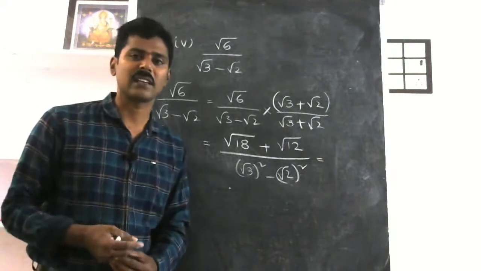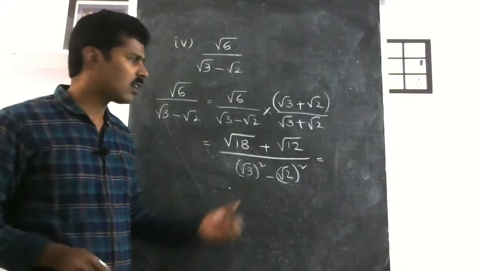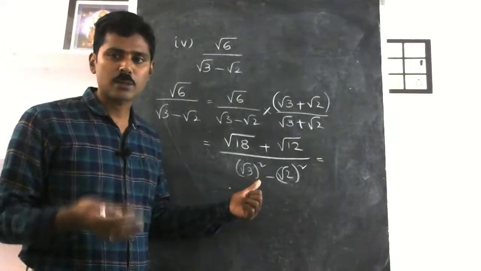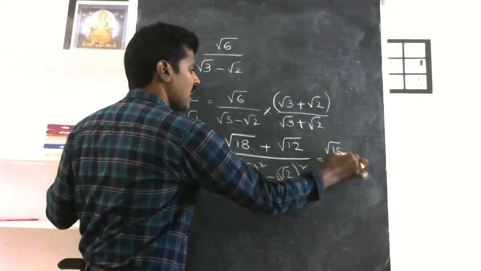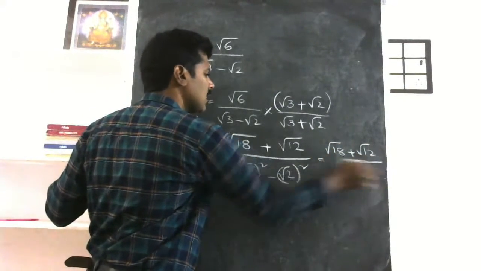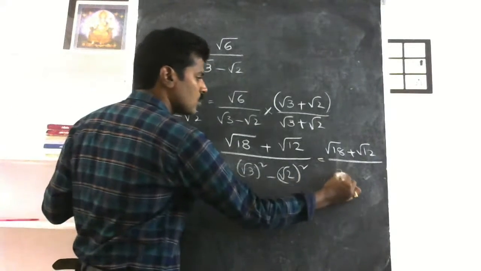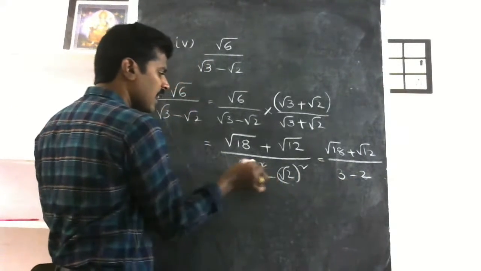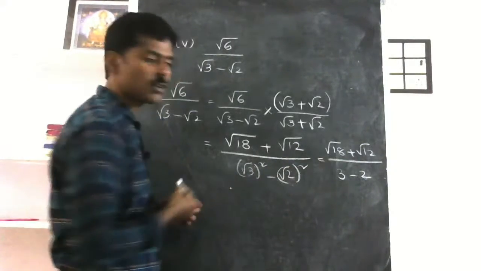That's what I am asking. Each and every tiny, very small doubt also, you have to express and get clarified. So here you will get root 18 plus root 12. No, you won't get 9 minus 4. You will get 3 minus 2, because the square and square root get cancelled, and here also the square and square root get cancelled.